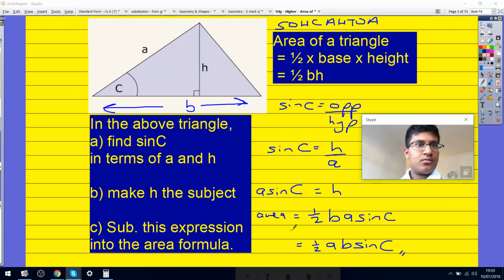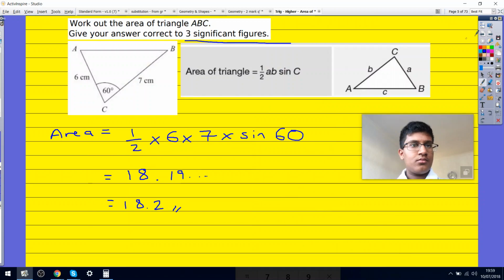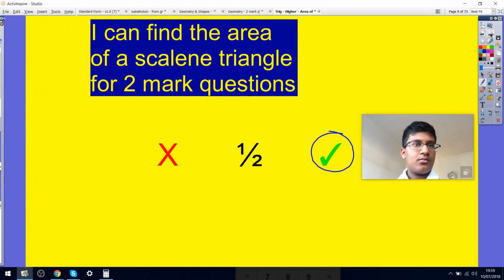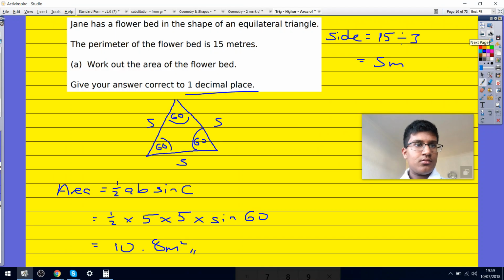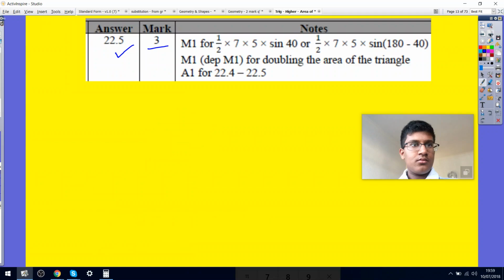And most of the time when you know the height, it's because it's a right angled triangle, and when you don't know the height, it's because it's a scalene triangle. A half AB sine C will work for any triangle. That's the good thing about a formula for a scalene triangle. It'll work for isosceles, equilateral, right angled, or scalene, or anything. So then we did worded questions, so 2 marks, 3 marks.